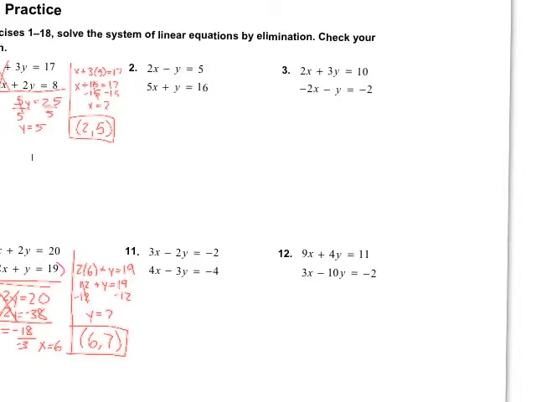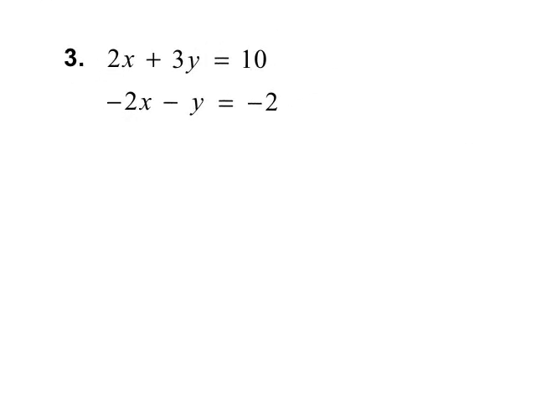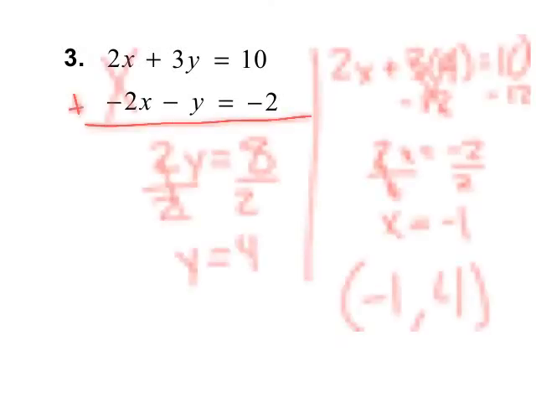Okay, let's go ahead and look at number 3. On number 3, do you have opposites? Yes, you do. So let's go ahead and add down. My x's are going to eliminate. 3y and negative y makes 2y. 10 and negative 2 makes 8. Divide by 2. Y is 4.